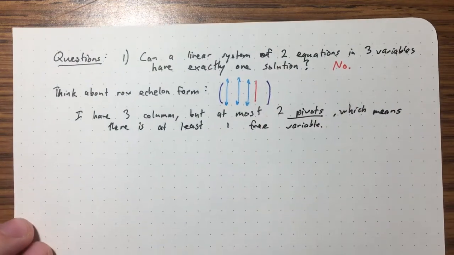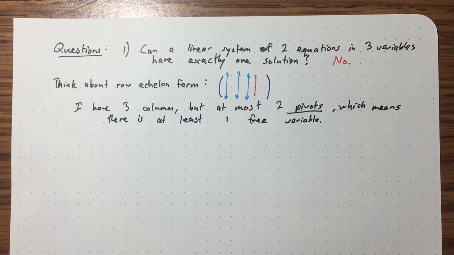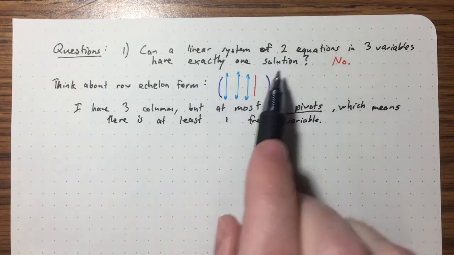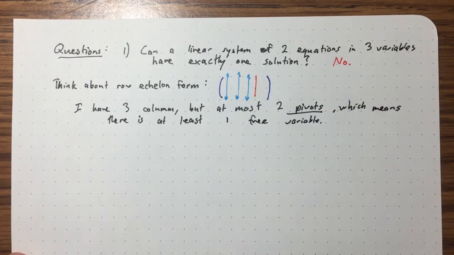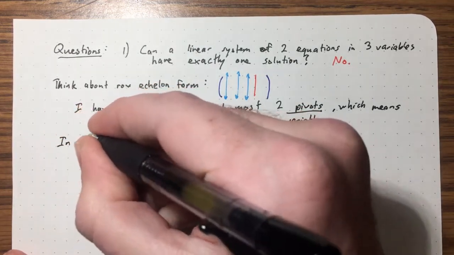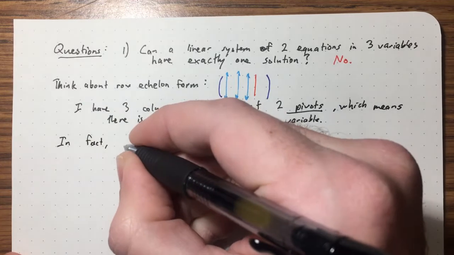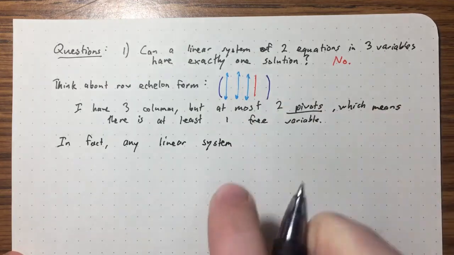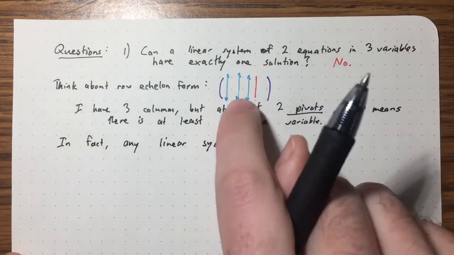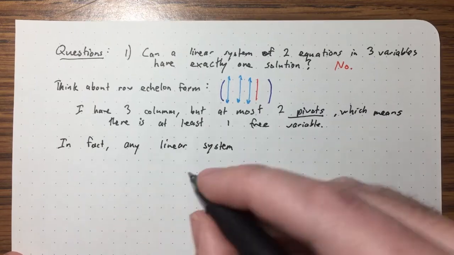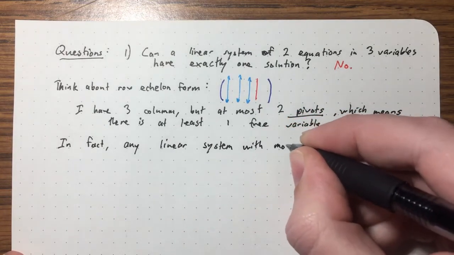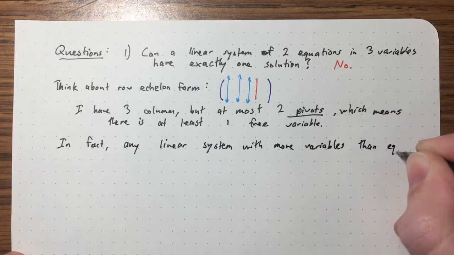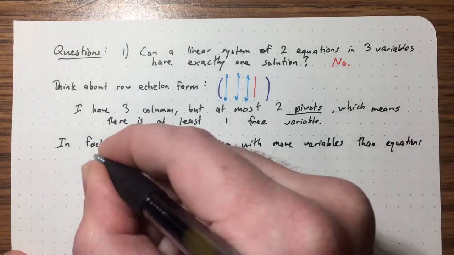All right. So that's how I'd answer this question using row echelon form. And in fact, do you see how we can generalize this statement here? So in fact, any linear system. So let's say we have more columns than rows in this part of the matrix, right? So any linear system with more variables than equations. Well, what can we say?